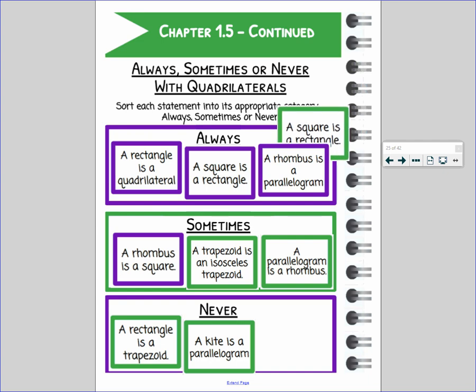All right, so there are your answers. Oh, you know what? I goofed up. A square is a rectangle always. I put it twice. Oh, look at that. So there's 2 of them. A square is a rectangle. I goofed up. Sorry. All right, so you're going to be doing an always, sometimes, never practice with some of these to help you make sure you understand that family tree.